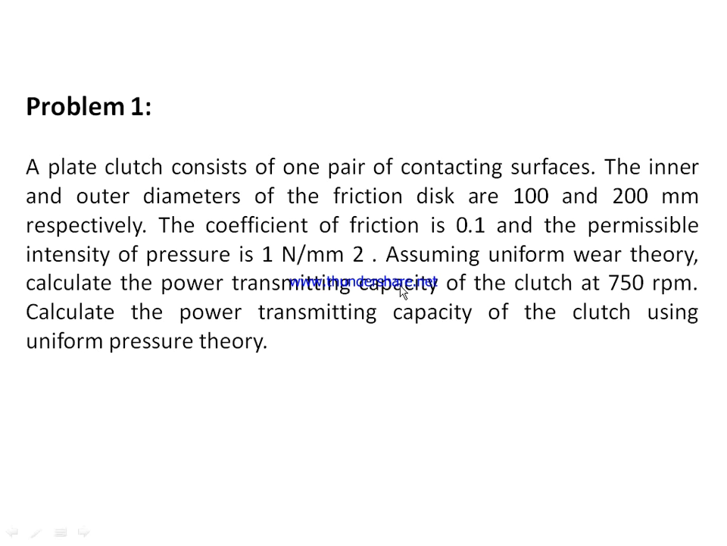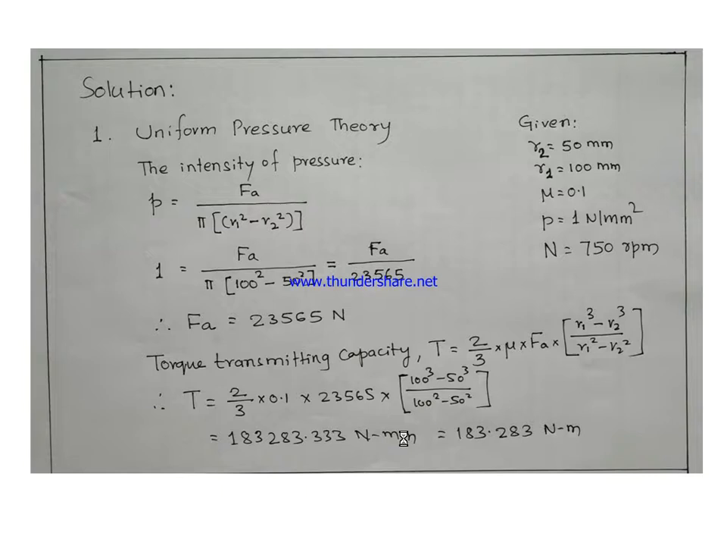This is an example. A plate clutch consists of one pair of contacting surfaces. The inner and outer diameters of the friction disc are 100 and 200 mm respectively. The coefficient of friction is 0.1 and the permissible intensity of pressure is 1 Newton per millimeter square. Assuming uniform wear theory, calculate the power transmitting capacity of the clutch at 750 rpm. Also calculate the power transmitting capacity of the clutch using uniform pressure theory. Now let us try to solve this.